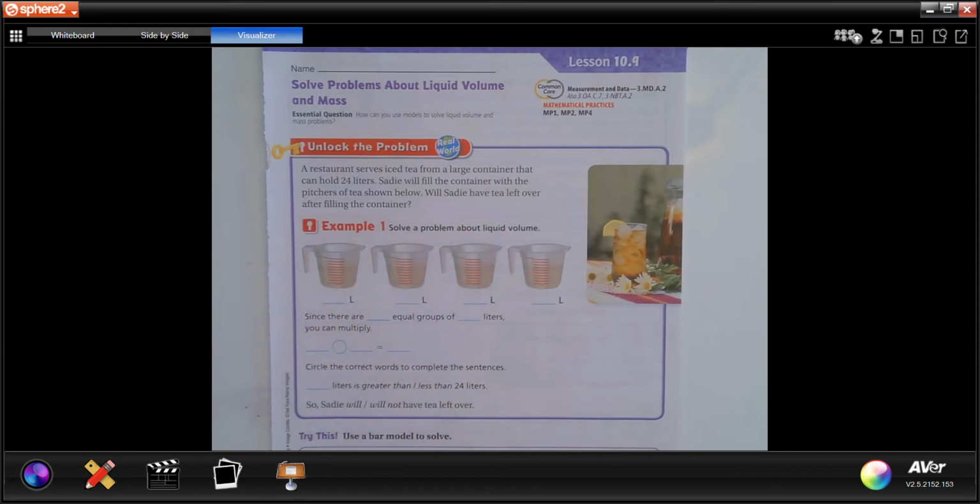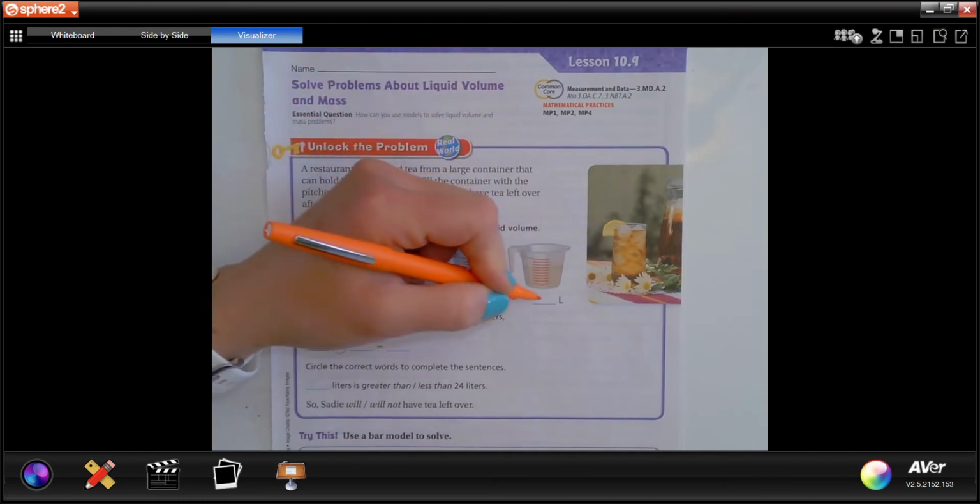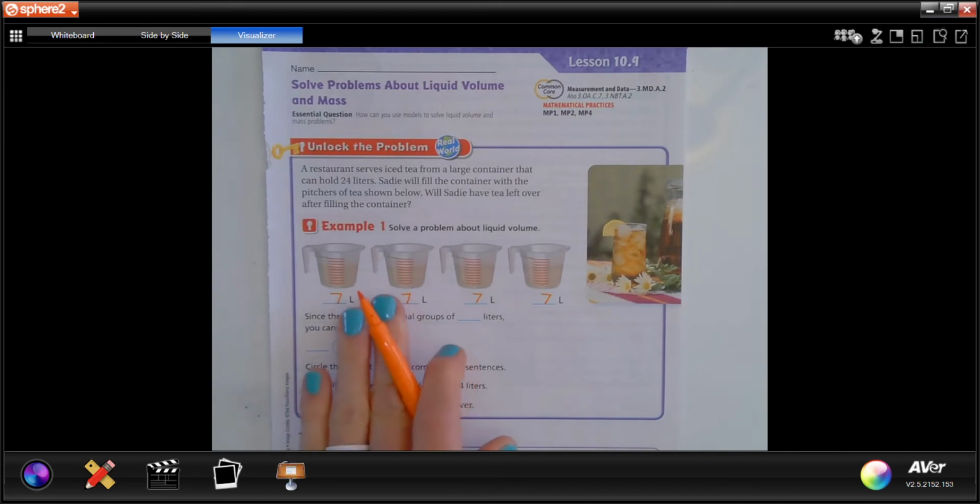Okay, so we've been learning about liquid volume. So if we look at our measuring beakers here, you can see it's got 10 liters total. And our line is at 7 liters here. So we will put 7 liters. It's also 7 liters on this one. So they are all equally filled. So each is 7 liters, so that each beaker has equal parts filled.